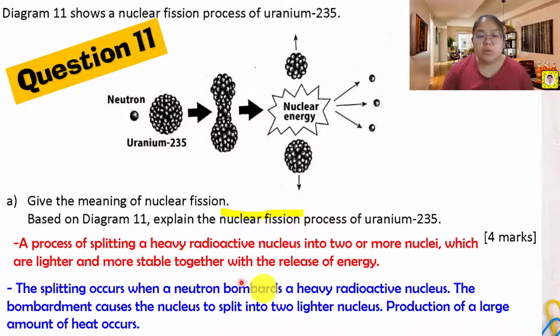So this one you need to explain in more detail, how this process can occur. Because they are bombarded by the neutron, from this bombardment they produce 2 lighter nuclei. After that, a large amount of heat energy is produced. Then you can say that about 3 new neutrons are also produced. So this is how to explain nuclear fission for 4 marks.